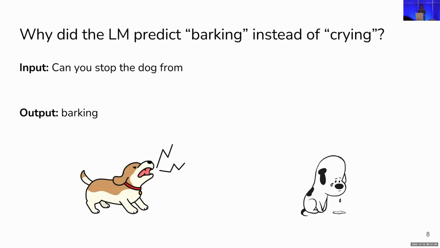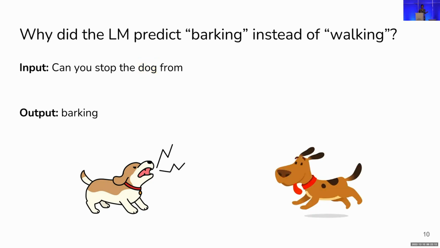Now if we use contrastive explanations, we find that the word dog has the highest influence on why the model predicts barking instead of crying, which is a verb that is less often associated with dogs. And if we change the foil, the contrastive explanation can also change. To explain why the model predicts barking instead of walking, which is also a dog behavior but has less of a negative connotation, the word stop becomes the most important word.